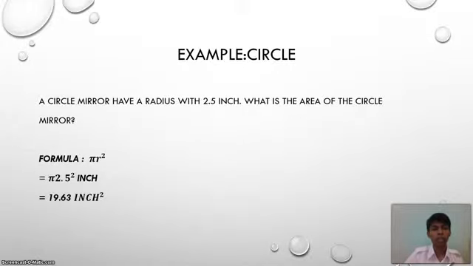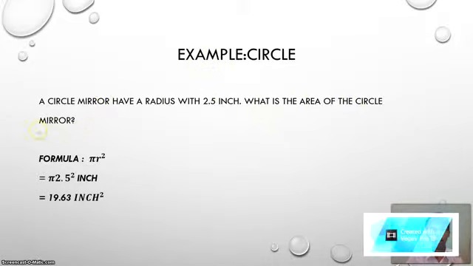Look at an example. A circle mirror has a radius of 2.5 inch. What is the area of the circle mirror? Just put the radius into the formula and we can get the area of the mirror, that is 19.63 inch square.